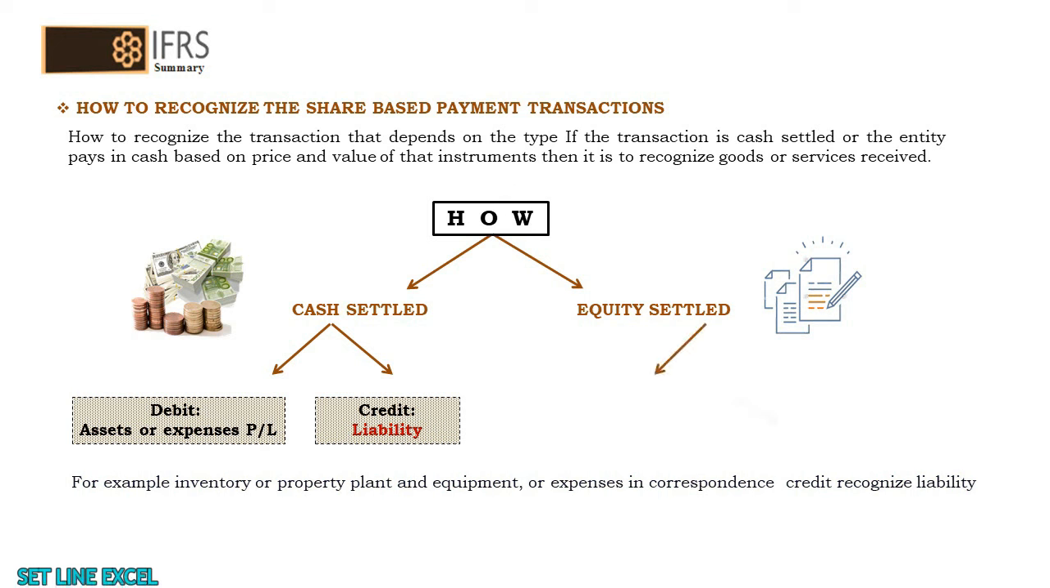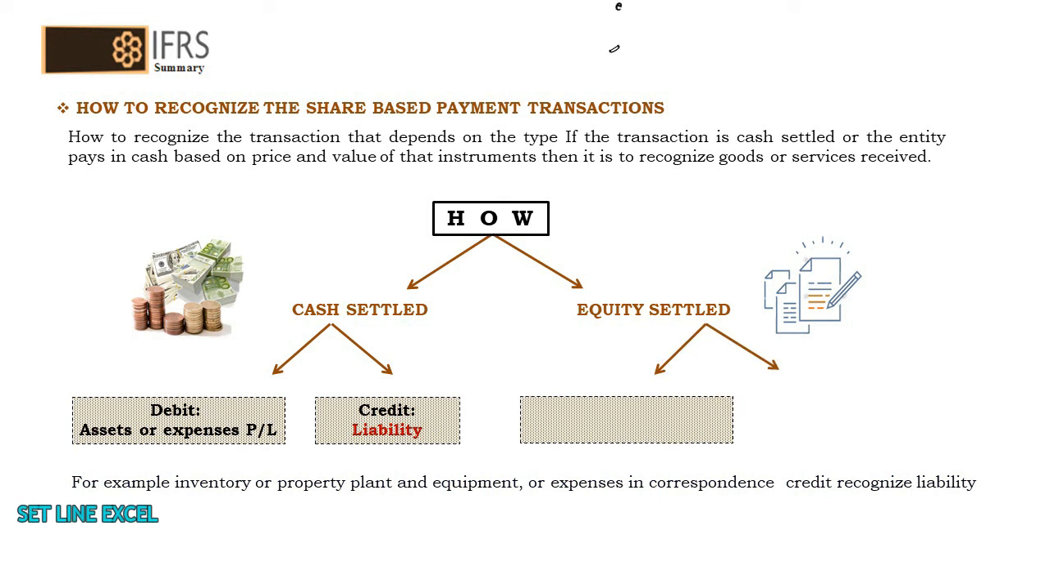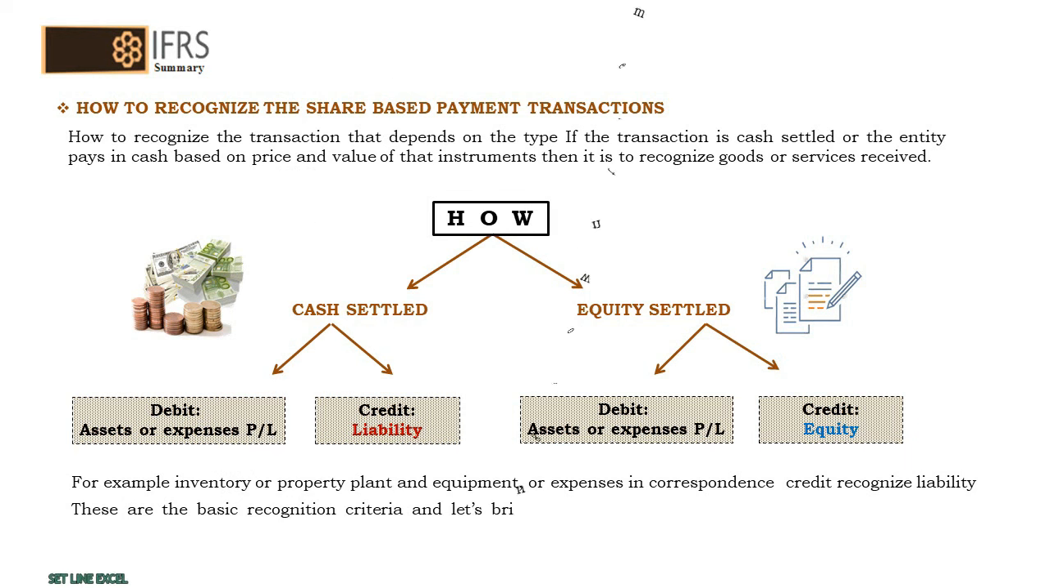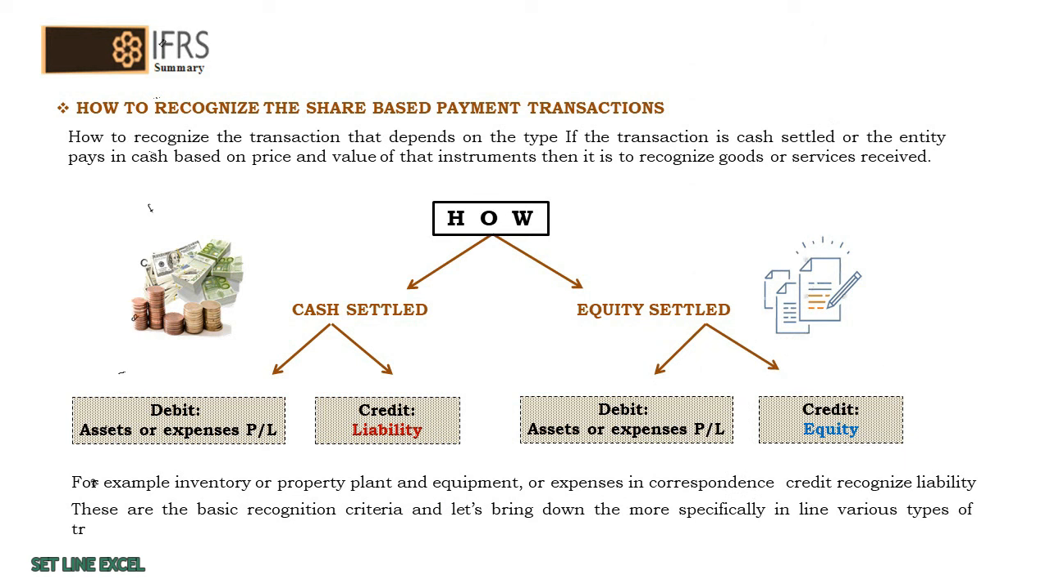Equity settled. The debit entry will be the same as before: debit assets or expenses account. The credit side effect will go to equity, if the transaction is other than cash. So credit the equity account. These are the basic recognition criteria, and let's break down more specifically the various types of transactions.